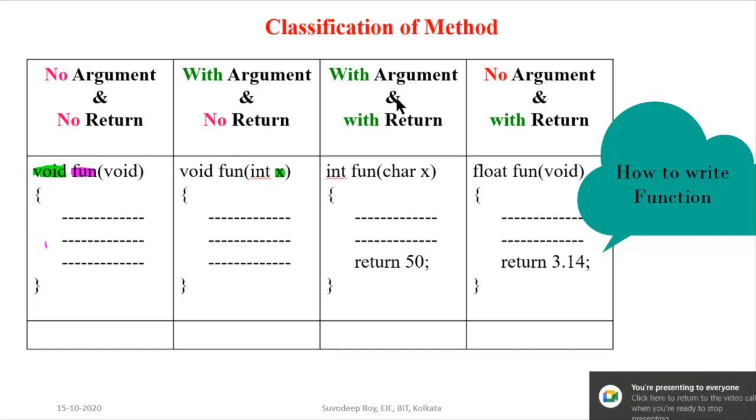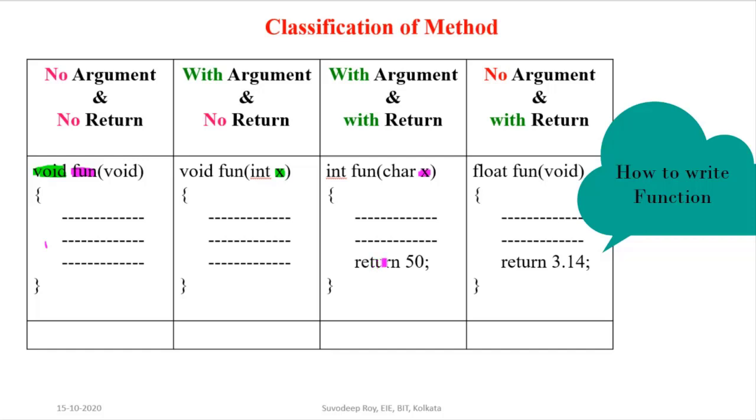Next, with argument and with return. With argument, so this is the argument inside the parenthesis. Here I am taking another type of input. This is the name of the variable X and this is a character type of variable. There are so many types of variable, which will come later. With return means we want to get a return value from this function. So it will be written like this, return some value. Just for example, considering I want to get the value 50, the instruction is return 50.